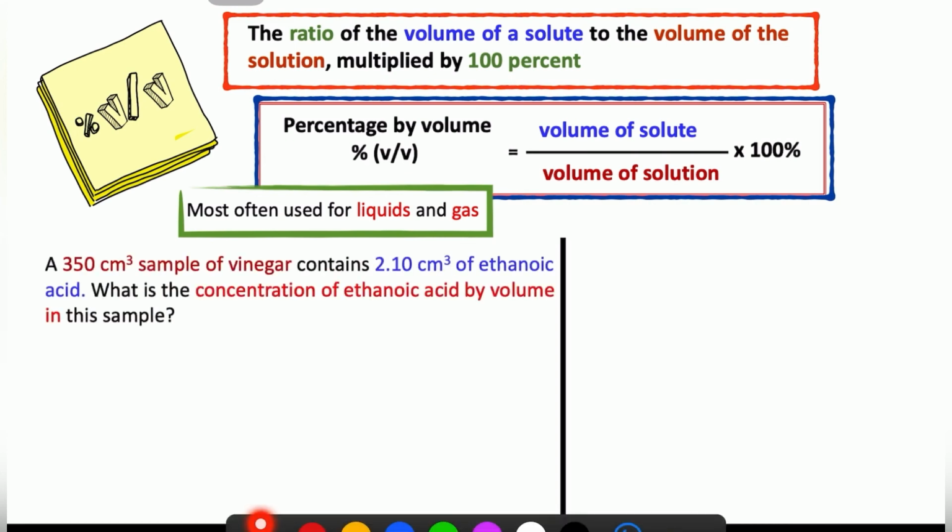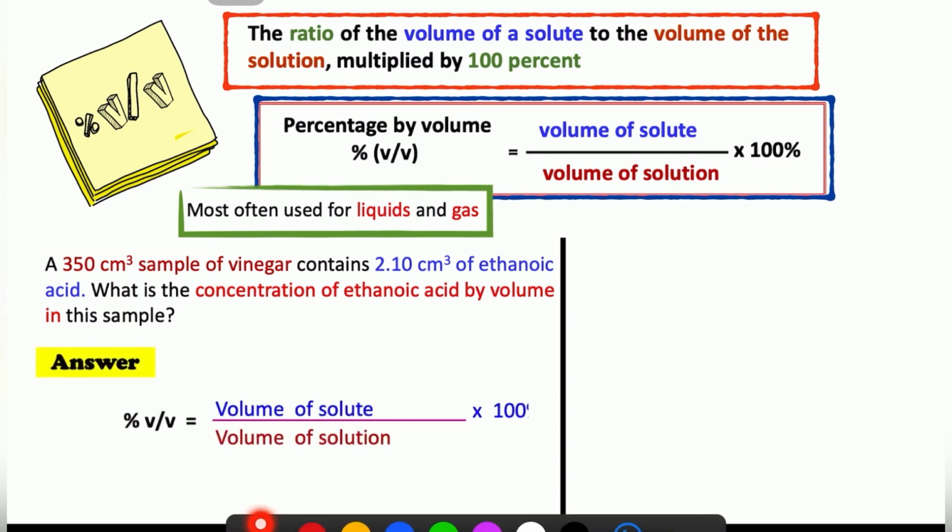For the example, there is a 350 cm3 sample of vinegar which contains 2.10 cm3 of ethanoic acid. So here, sample of vinegar contains means that the ethanoic acid is the solute, and the sample of vinegar is the solution. So what is the concentration of the ethanoic acid by volume?